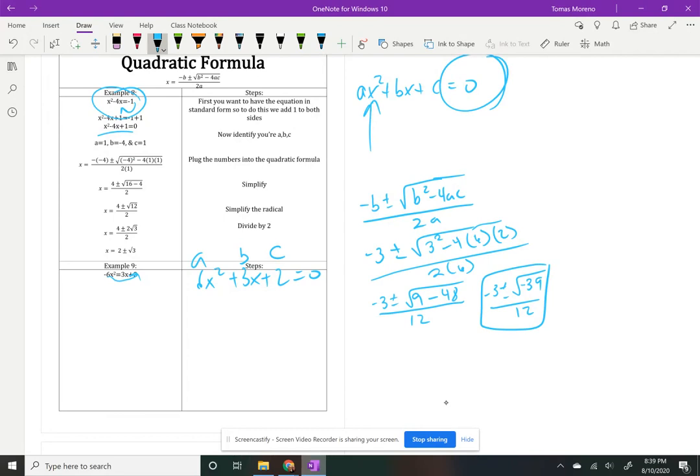So this will be a complex number. 39 is a prime number, so you can't really take out anything, you can't simplify the radical. So you can take out an i, right? However, I'm just gonna leave it like this, and you can too for my class.